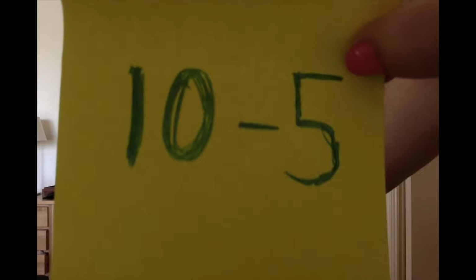So here is the sum, 10 take away 5. To question this, we're asking what is the difference? So if we count normally, 10 take away 5: 10, 9, 8, 7, 6, 5, we know the answer is 5. But before we continue with ideas on how to get to this equation, let's talk about language.